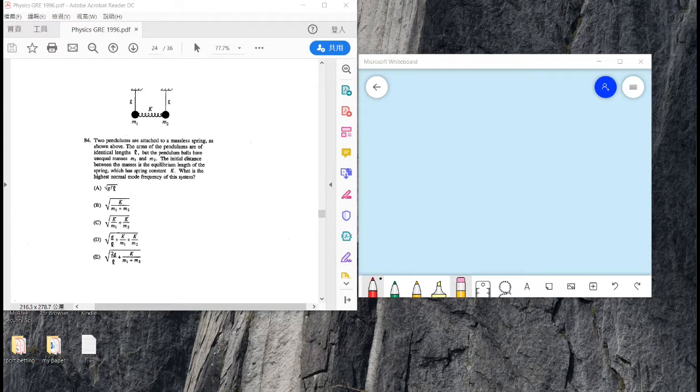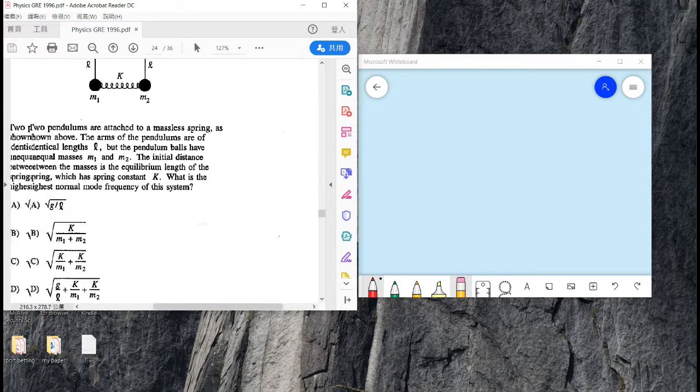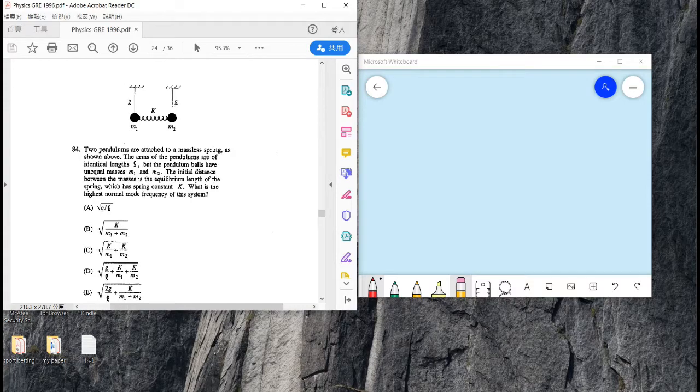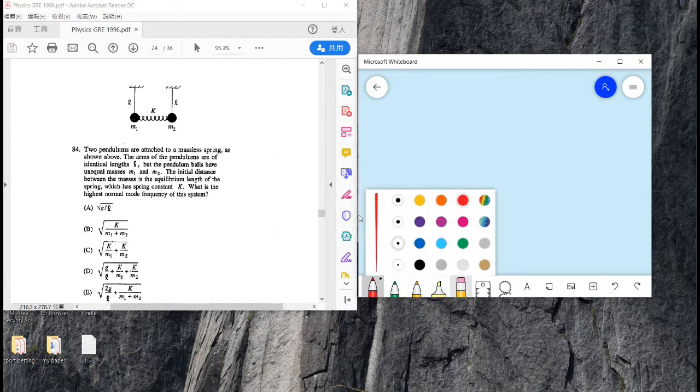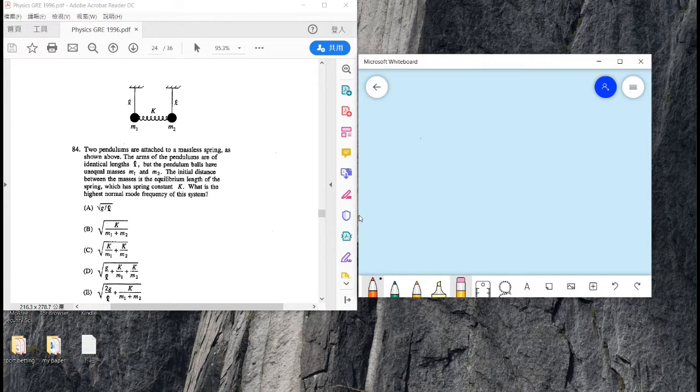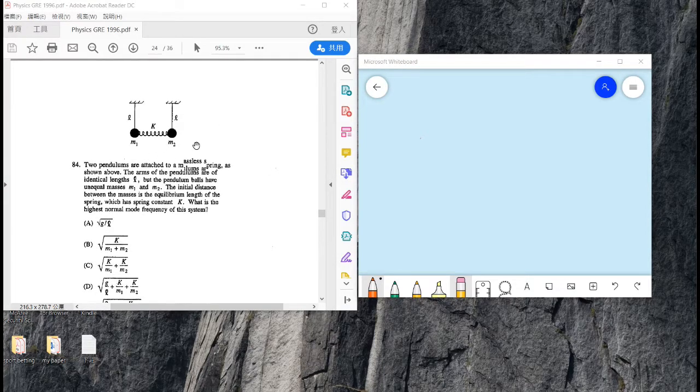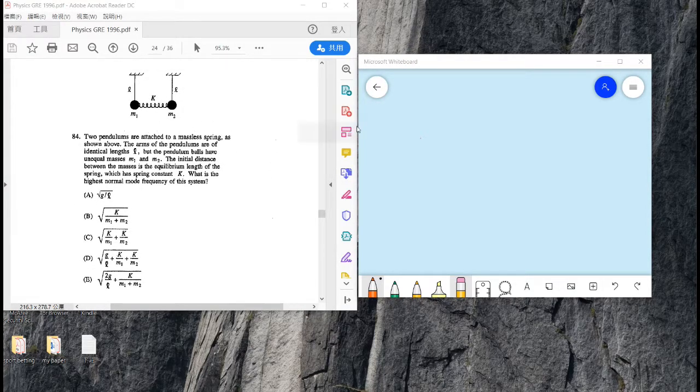Welcome guys to keep solving our subject physics GRE. So 84. Basically this kind of question, I suggest that you do not write the Lagrangian and keep trying to solve it because it's very difficult. But you can remember the phase, the common knowledge of these normal modes. And he asked about what is the highest normal mode.